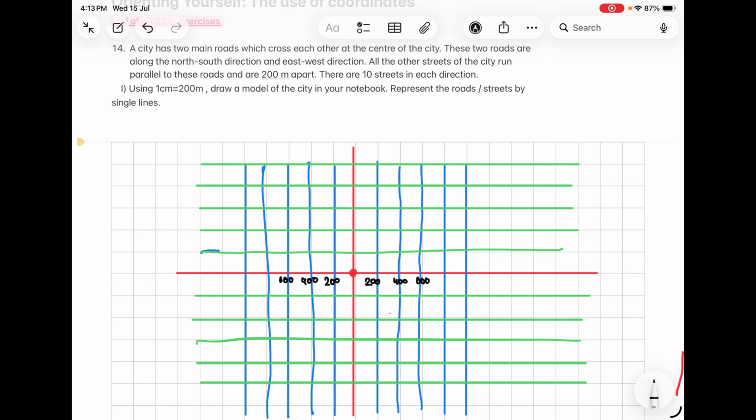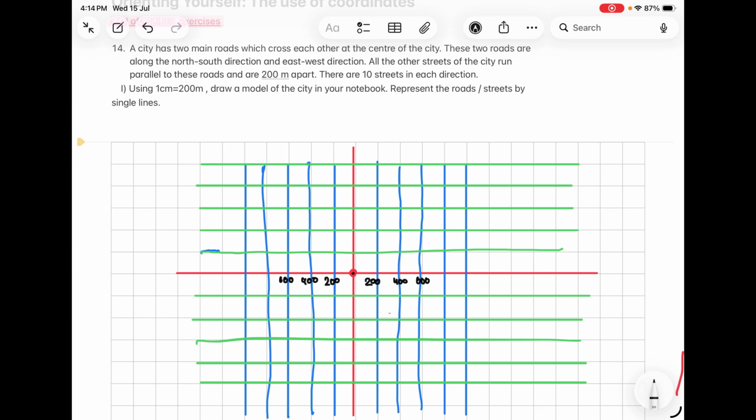In question number 14, part 1, they just ask you to draw a model of the city in your notebook and represent the roads or streets by a single line. So the blue lines represent the north-south direction streets and the green lines represent the east-west direction streets. And the two red lines represent the two main roads, and the intersection of the two main roads represents the center of the city.